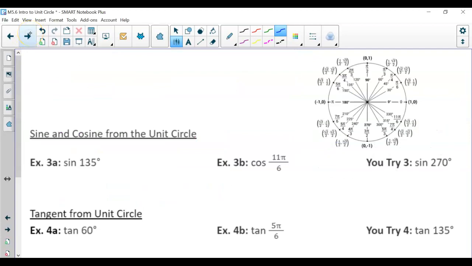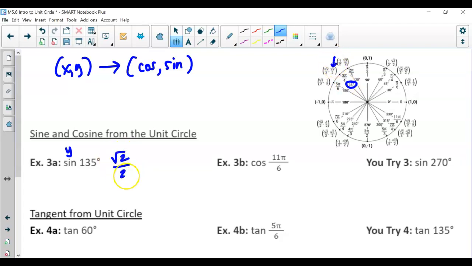So again, I'll rewrite this so that we remember X and Y. So your X is cosine, your sine is Y. So if I want to know sine of 135 degrees, so again, sine is Y. So we need to first find 135 degrees. So here's 135, but we just need the Y coordinate, which is radical 2 over 2. That is the sine of 135 degrees. So cosine of 11 pi over 6.